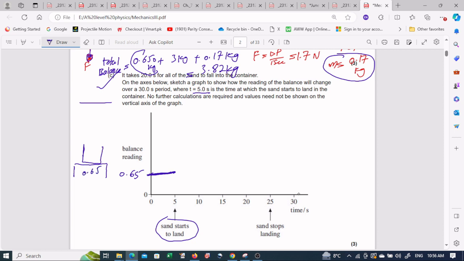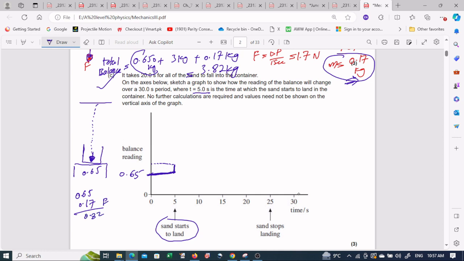Now when the sand falls down, the first sand will strike the container and apply a force on it. So there is a slight jump in the reading, 0.17, because we found the equivalent force reading to be 0.17. So the initial reading 0.65 plus 0.17 due to the force gives 0.82.